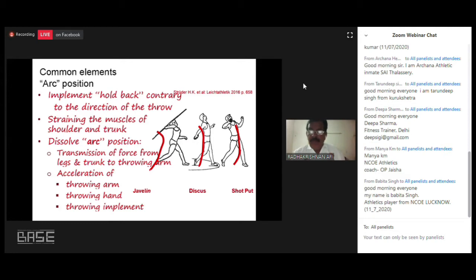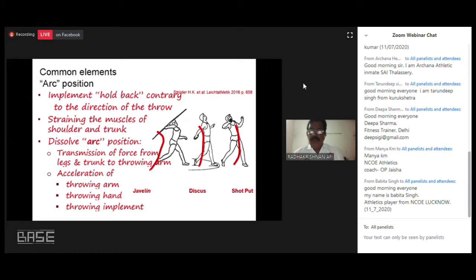You will not be able to use the big muscle, and you all know that big muscles have big power as well. So we will not be able to deliver the power to the throwing arm in the delivery phases. So basically, when we teach throwing events, the first fundamental which you have to teach them is to use the bigger muscle first and then smaller muscles.